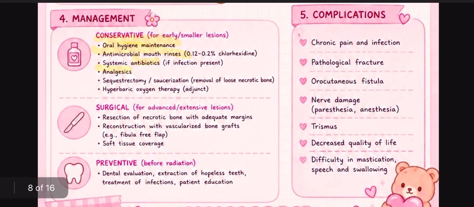Complications of osteoradionecrosis are chronic pain and infection, pathological fracture, then there will be fistula formation and nerve damage. As I told you earlier, there will be chance of paresthesia because it involves the inferior alveolar nerve, and there will be chance of trismus and decreased quality of life because of this fragility of the bone, and there will be difficulty in mastication, speech and swallowing.